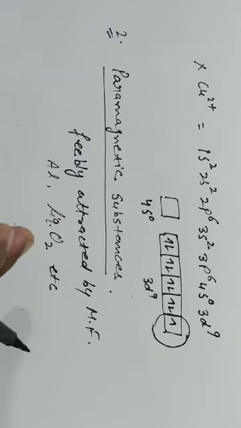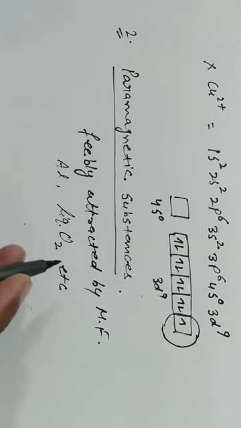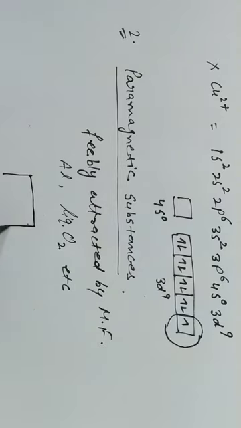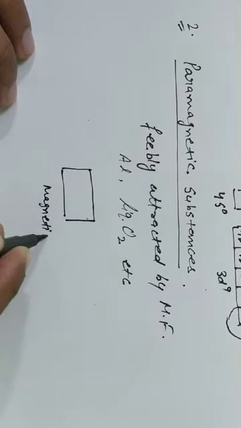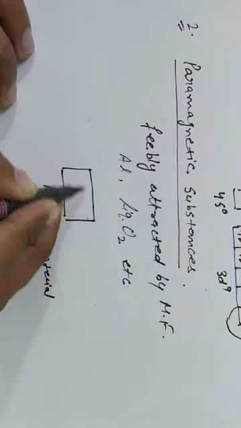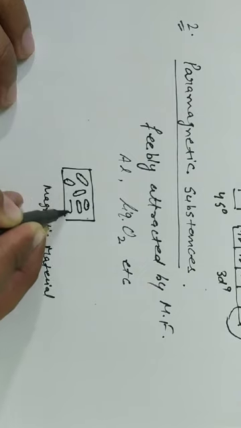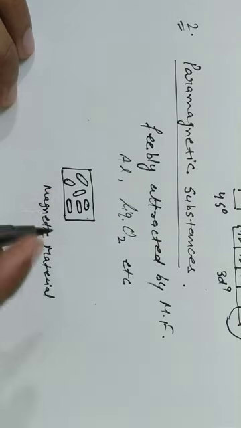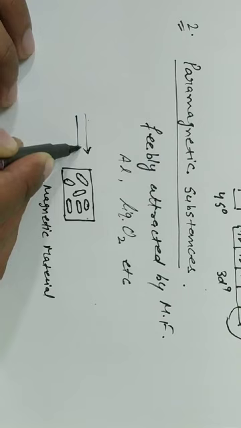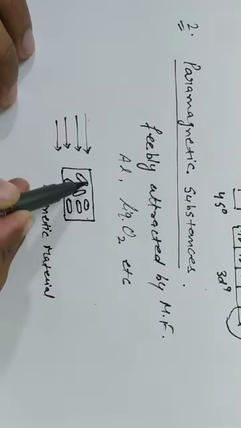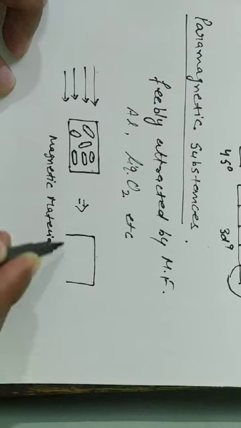Basically, paramagnetism occurs due to the tendency of magnetic dipoles to align. We know that this is a magnetic material and there are magnetic domains, as we learned before. When this material is placed in an external magnetic field, these magnetic domains get aligned in the direction of the magnetic field.